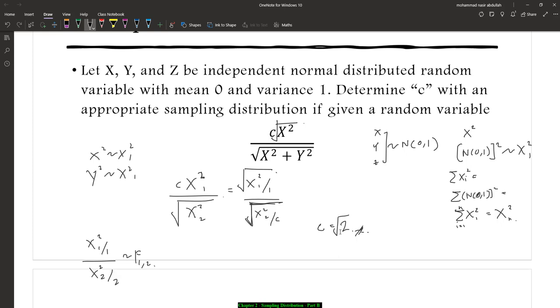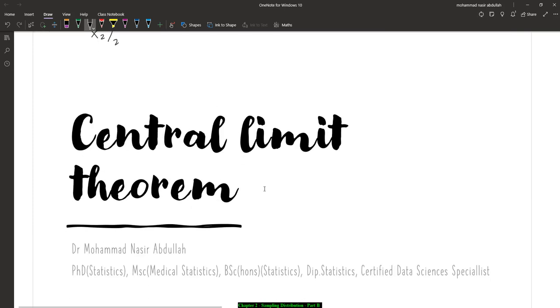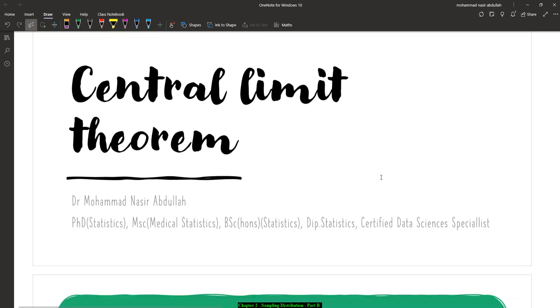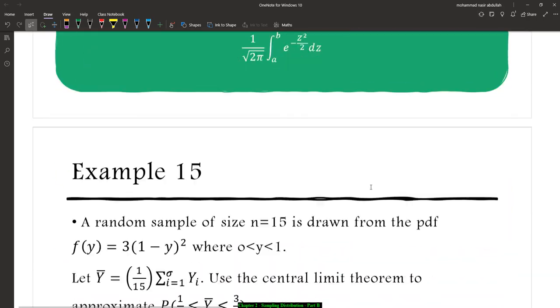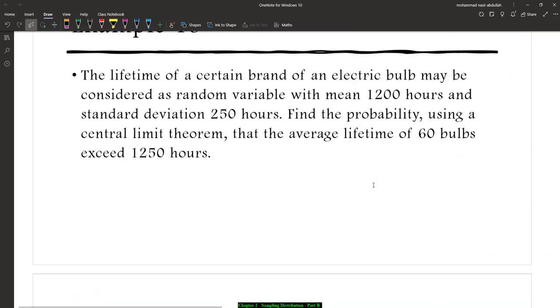Okay, so now let's move to the central limit theorem. I think there is quite a lot in the central limit theorem, I think quite a lot.